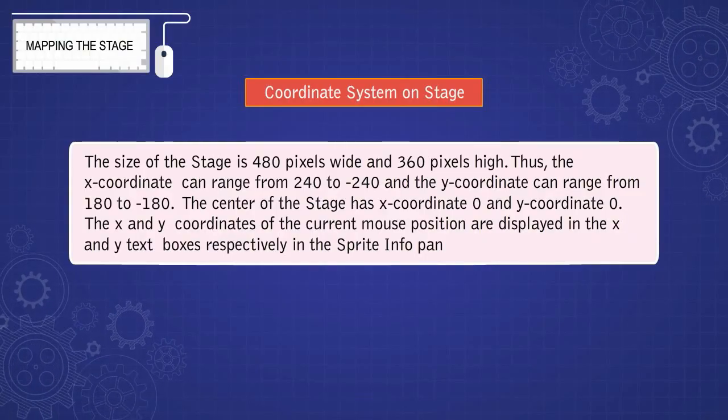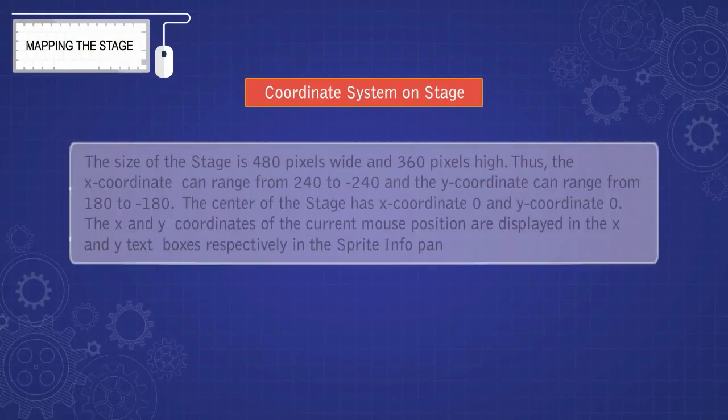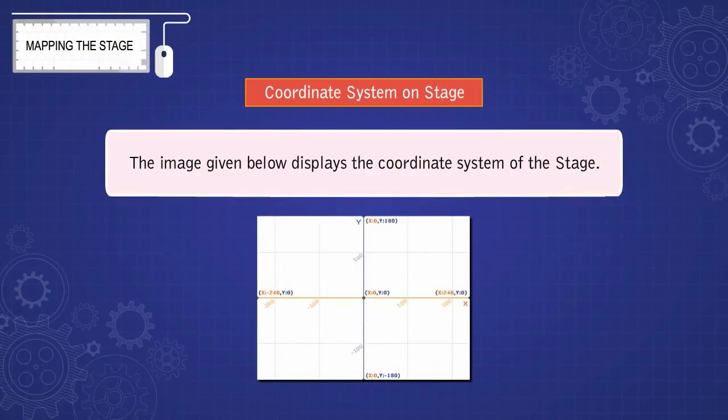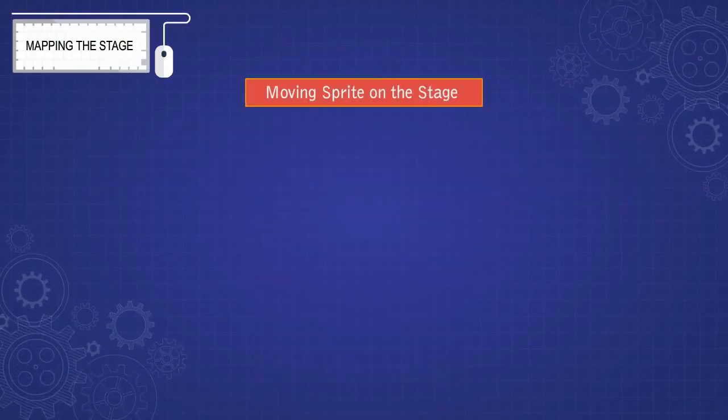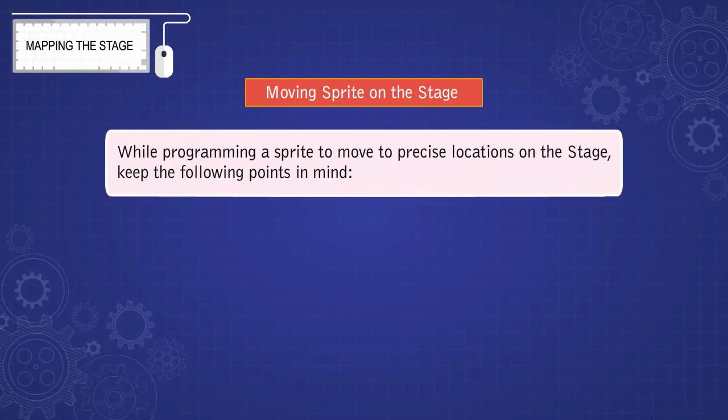The x and y coordinates of the current mouse position are displayed in the x and y text boxes respectively in the sprite info pane. The image given below displays the coordinate system of the stage. Moving sprite on the stage. While programming a sprite to move to precise locations on the stage, keep the following points in mind.